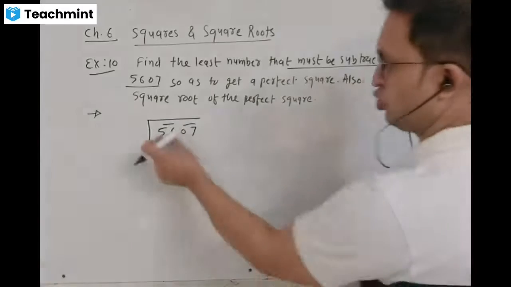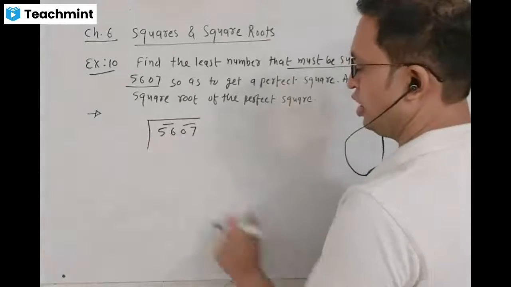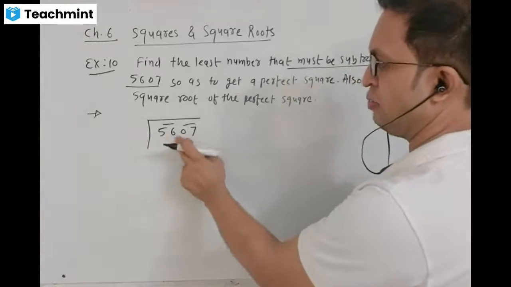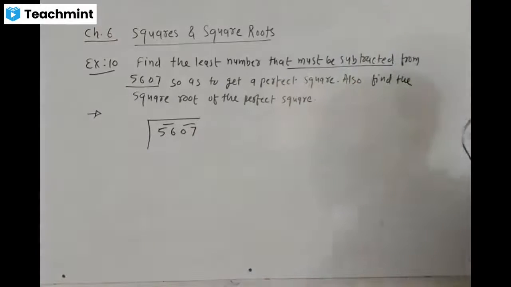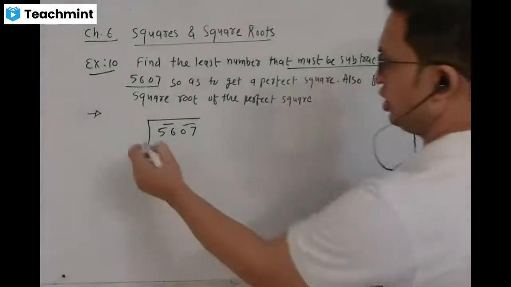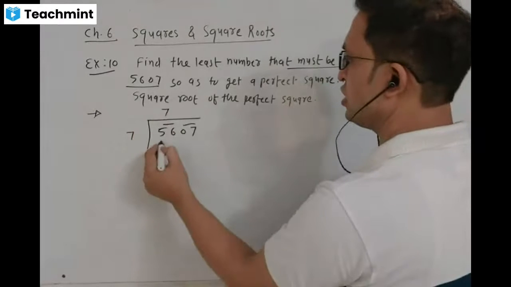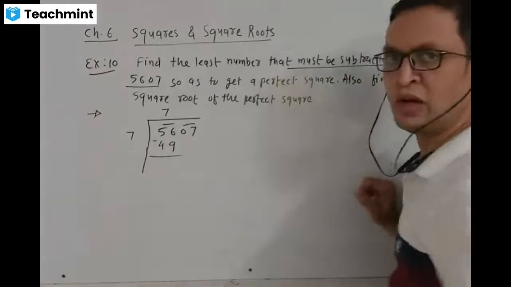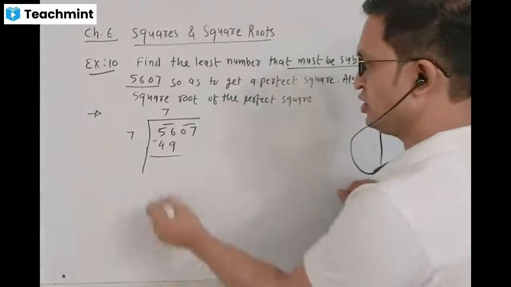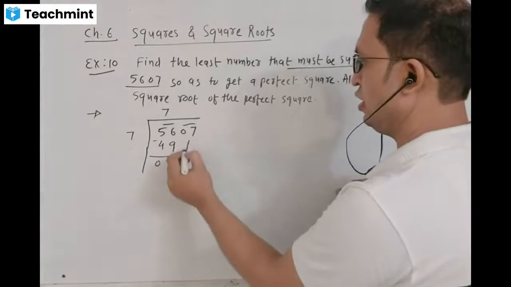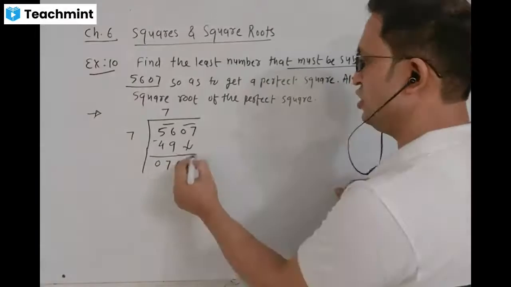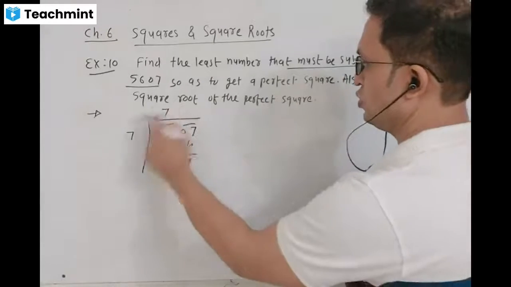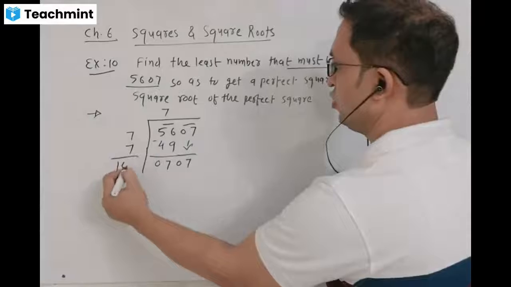5607. Two pair में होंगे. Okay. So here which number is the smallest perfect square number less than 56? That is 49. Therefore 7 ja 49. And 56 minus 49 is equal to 7. And 07 is in denominator form.